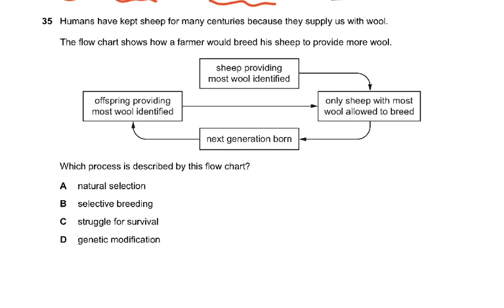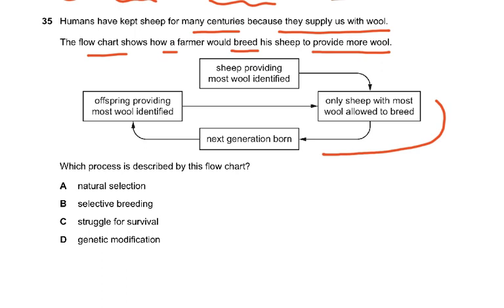Then 35, humans have kept sheep for many centuries because they supply us with wool. The flow chart shows how a farmer would breed his sheep to provide more wool. So sheep providing most wool identified, then offspring providing most wool identified, next generation born, only sheep with most wool allowed to breed, next generation born, offspring providing most wool identified. And then this is going to come here again. Now it says which process is described in this flow chart? More wool provided. What are we going to do with the wool?